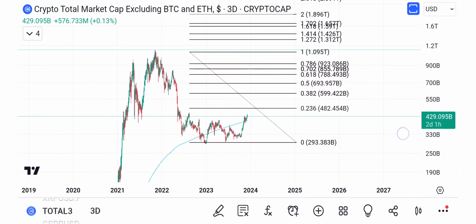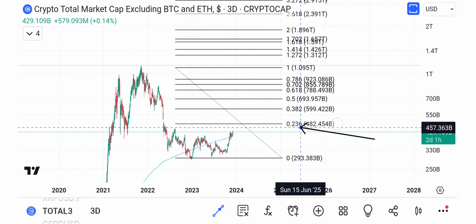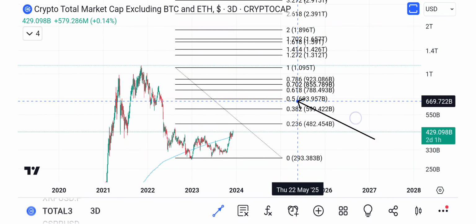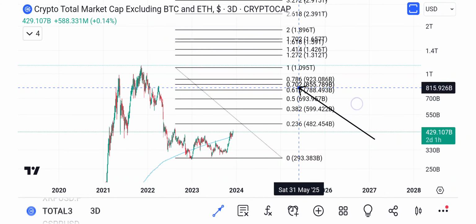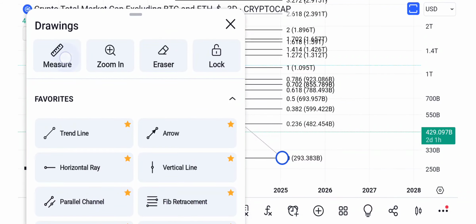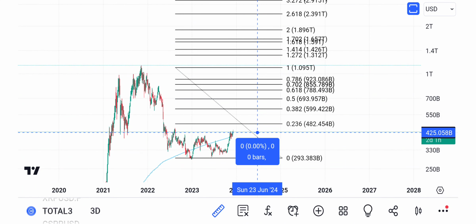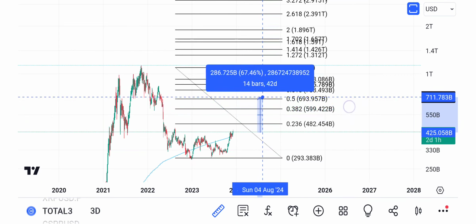Look, we're not even at the 236 yet. We still have the 236, the 382, the 50, then the 618, 702. So we still have a ways to go here in the broader altcoin market, and that's why I think it's important to, like, why would you sell now? You know what I mean? It's crazy. Not financial advice, by the way.